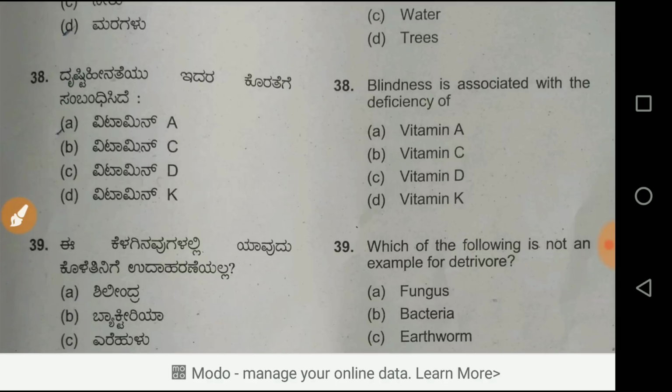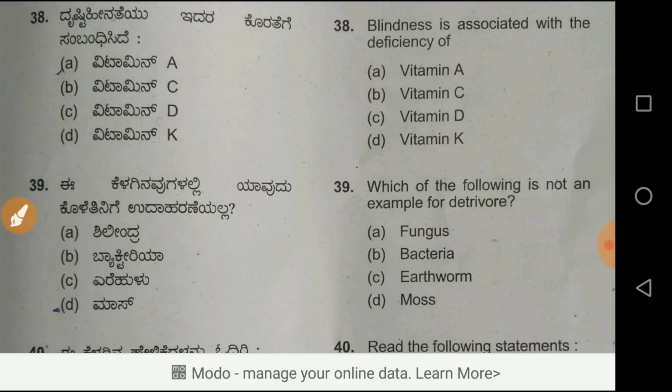Then next question: which of the following is not an example of detritivores? Detritivores are also decomposers. There are two kinds of decomposers, fungi and detritivores. Fungi are also decomposers, bacteria are also decomposers, earthworms are also decomposers. Therefore, moss is not a decomposer. Moss is a small plant, but it doesn't have roots, and they absorb water and nutrients from their neighbor plants.